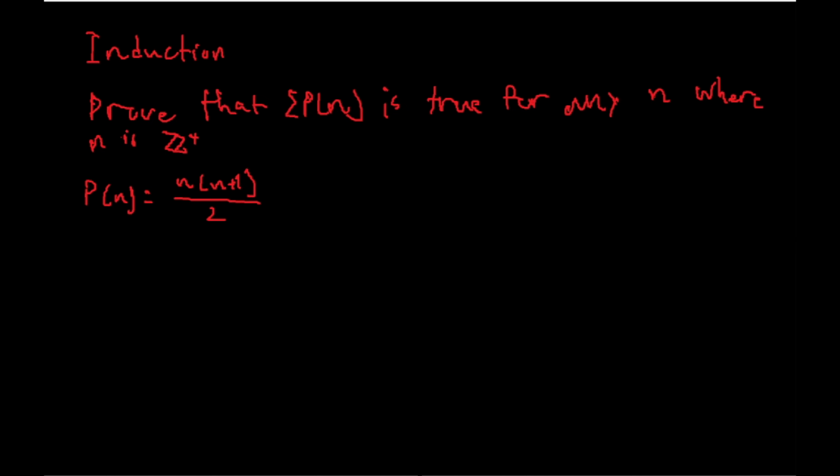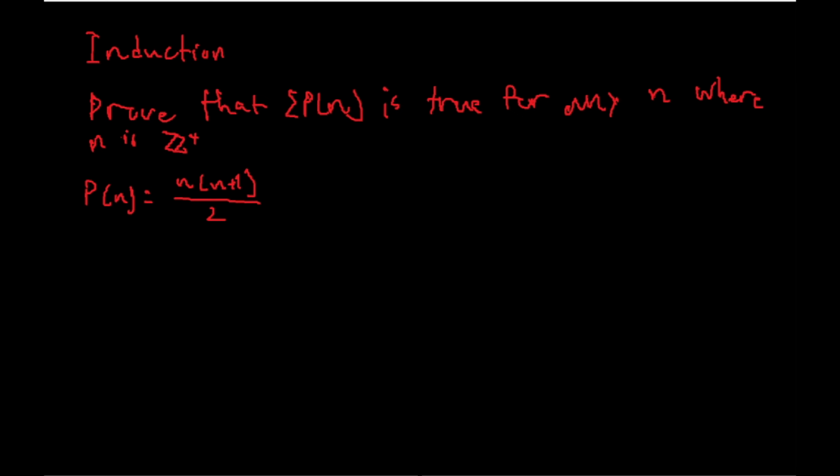So you're given the statement that says prove that the sum of Pn is true for any n where n is any positive integer. And you're given the equation that Pn equals n times n plus 1 divided by 2. This is a pretty standard problem. It's used a lot for the examples of how to do induction.